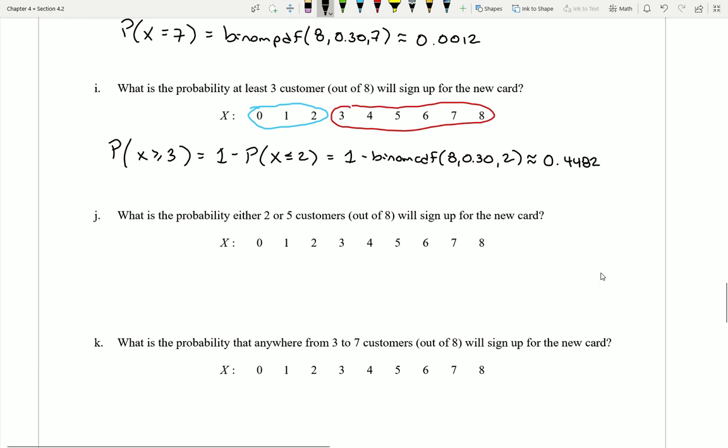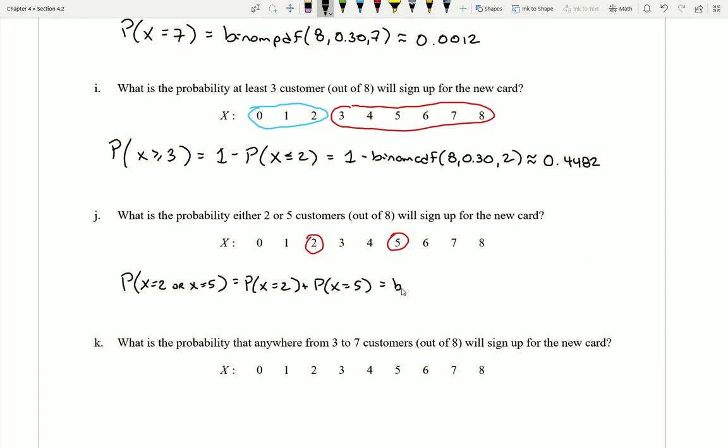Let's take a look at part J. What is the probability that either 2 customers or 5 customers will sign up for the card? So I'm interested in these 2 probabilities. So I want the probability that X is equal to 2 or that X is equal to 5. And so of course to get those, I'll find the probability that X is equal to 2, and I'll just add on the probability that X is equal to 5.